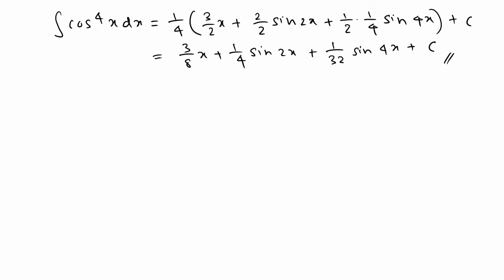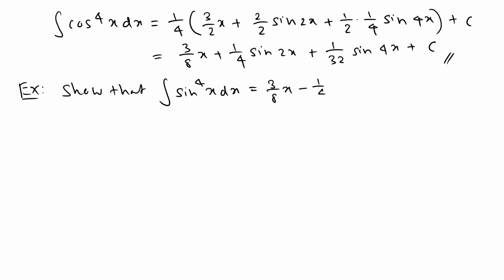You can try this as an exercise. See whether you can show that if you do the same with the integral of sine to the fourth, sin^4 x dx, you should get, with only a simple sign change, 3/8 x minus 1/4 sine 2x plus 1/32 sine 4x plus c. So you can see the only difference is this is a plus sign, this is a minus sign. Everything else is exactly the same.